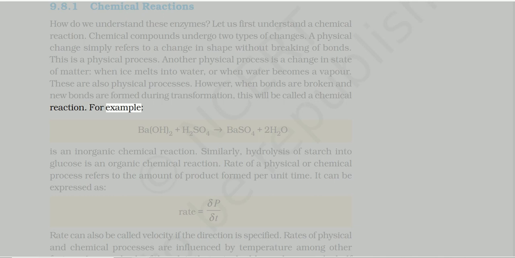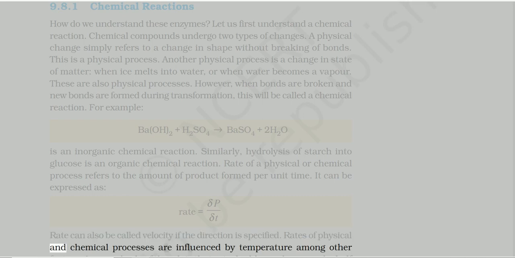For example, BaO2 plus H2SO4 gives BaSO4 plus 2H2O, which is an inorganic chemical reaction. Similarly, hydrolysis of starch into glucose is an organic chemical reaction. Rate of a physical or chemical process refers to the amount of product formed per unit time. It can be expressed as rate is equal to delta P by delta t. Rate can also be called velocity if the direction is specified.